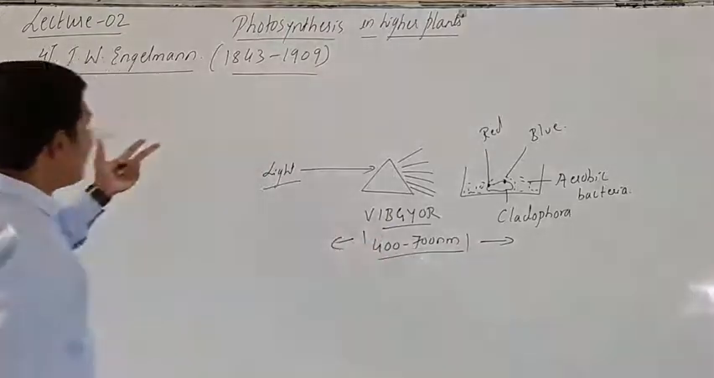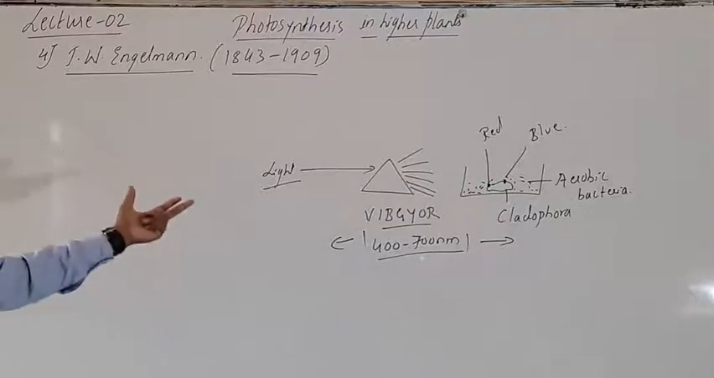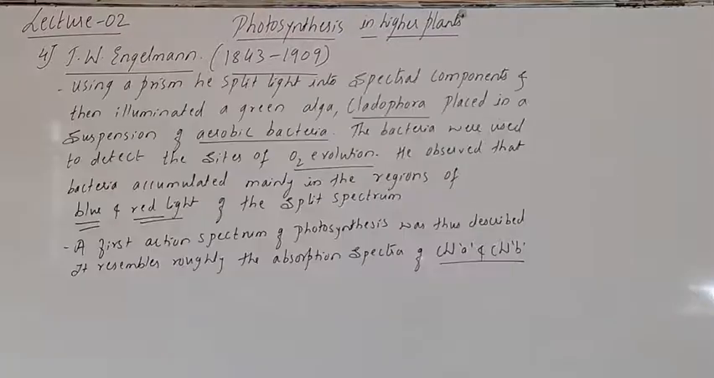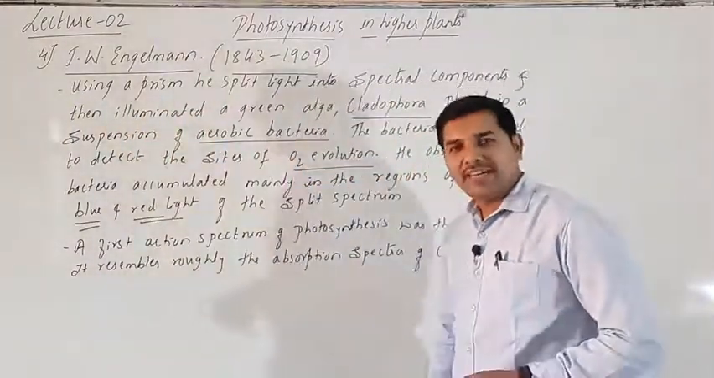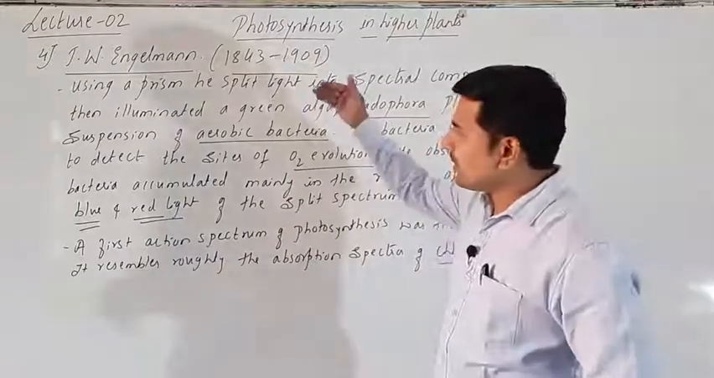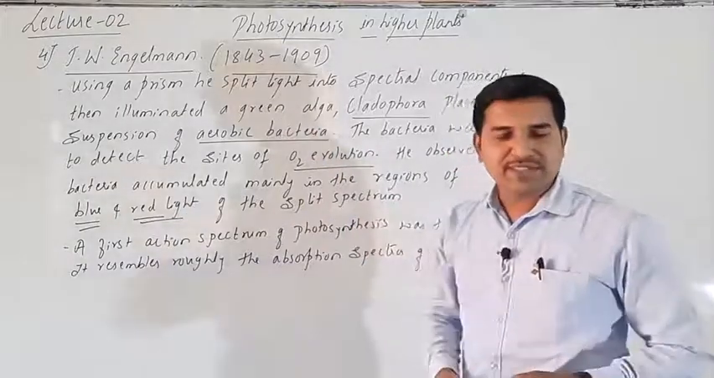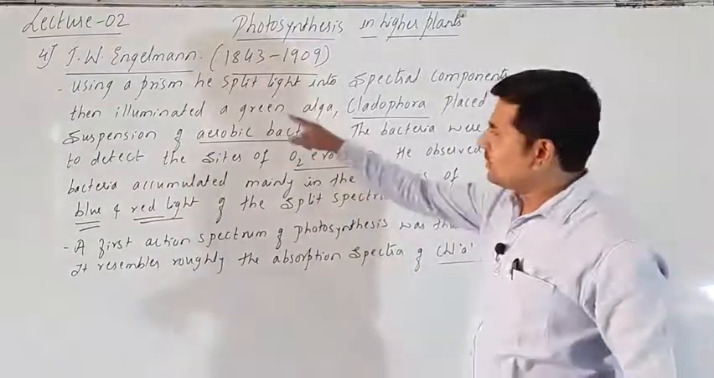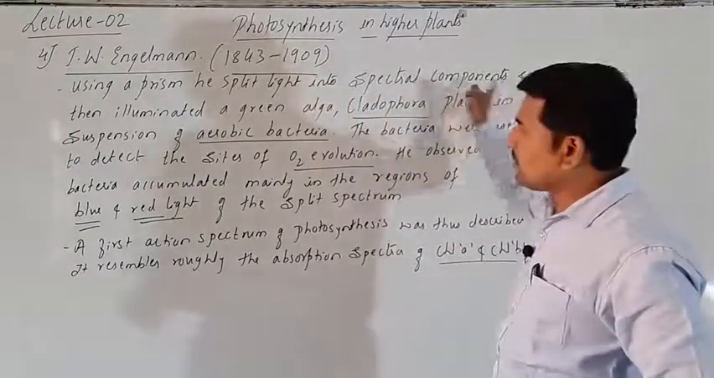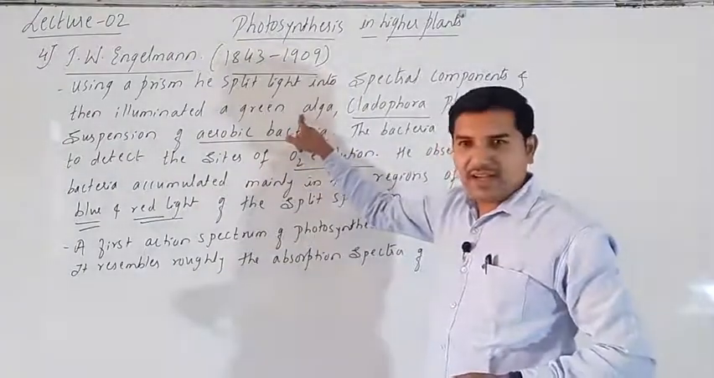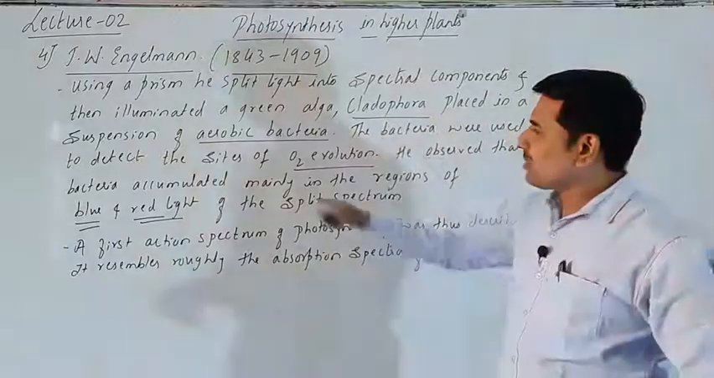Then here what shall we do is, let's write the characters of T.W. Engelmann's. Okay, now look at the characters here, the statement that has been stated after the conclusion of the experiment by T.W. Engelmann. So using a prism, as we have seen the experiment just now, we have written the statements here. Using the prism, he split light, so visible spectra of light, into spectral components and then illuminated a green alga, and the name of that alga is Cladophora. Then placed in a suspension of aerobic bacteria.